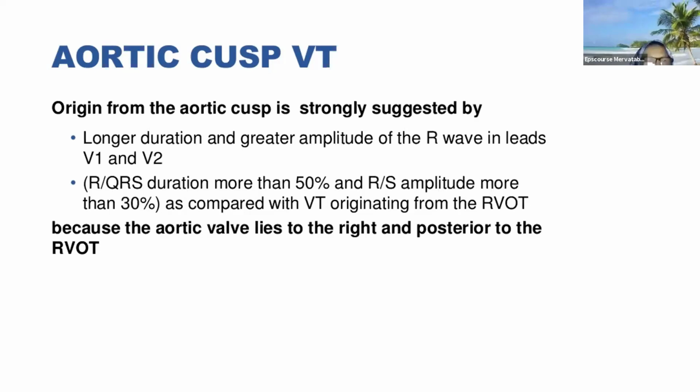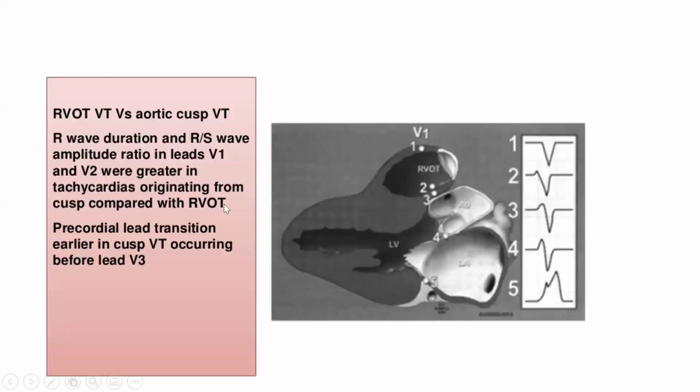Characterized by longer duration and greater amplitude of the R wave. Why? Because we are getting posterior. It's on V2: R over QS duration more than 50%, and RS amplitude more than 30% as compared to VT originating from the RVOT. The RVOT versus aortic cusp: R wave duration is greater in V1 and V2.